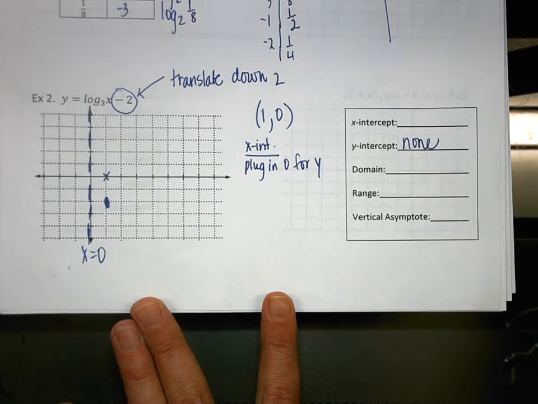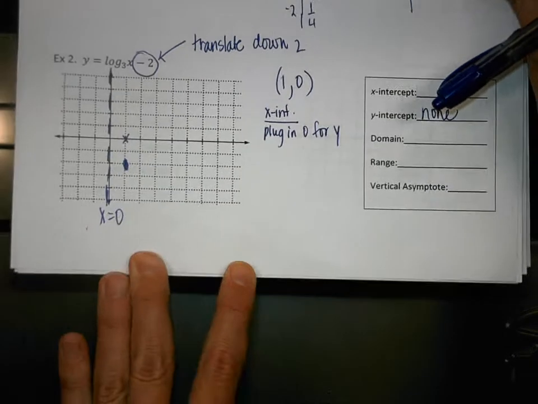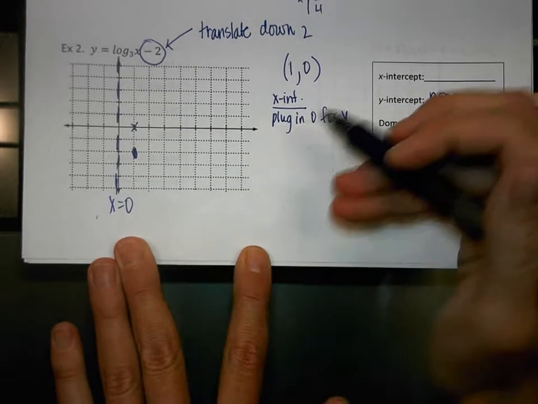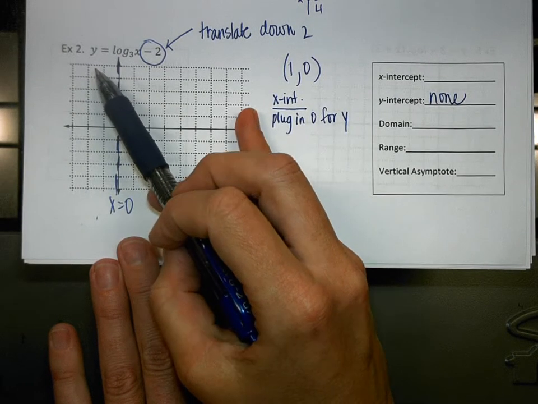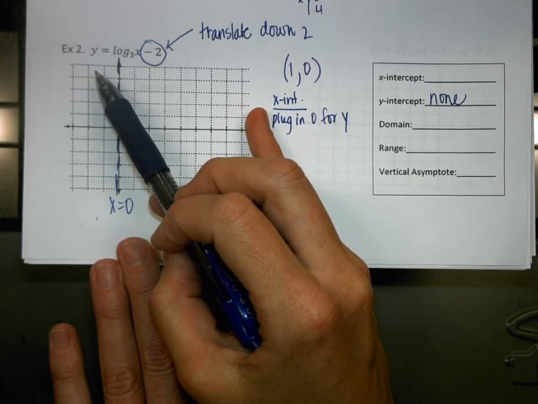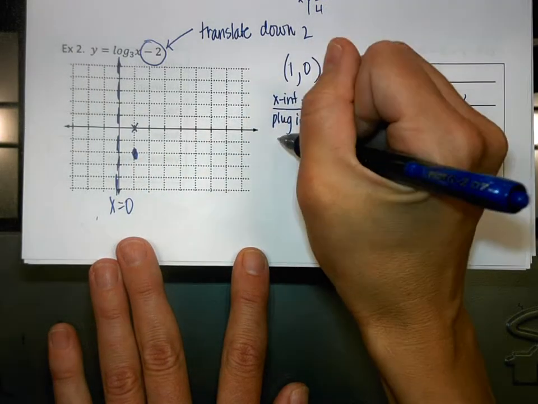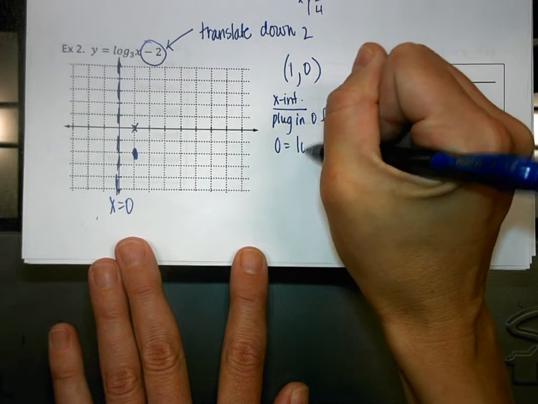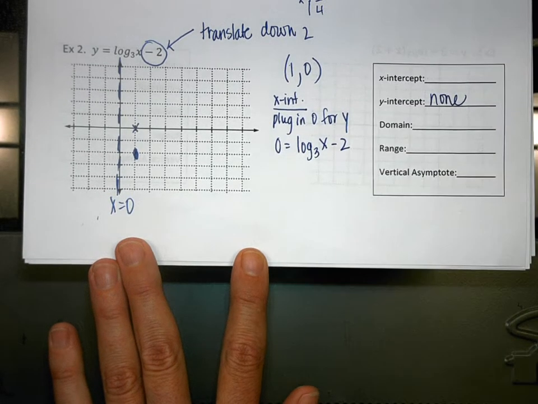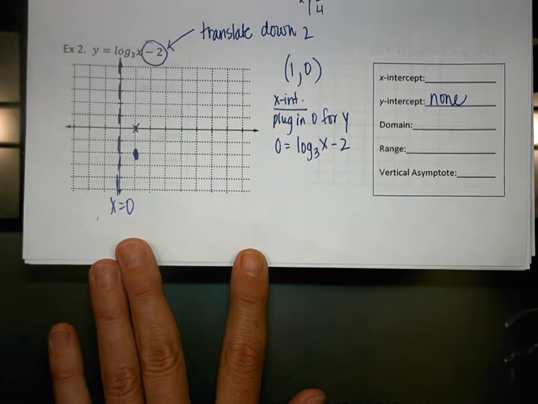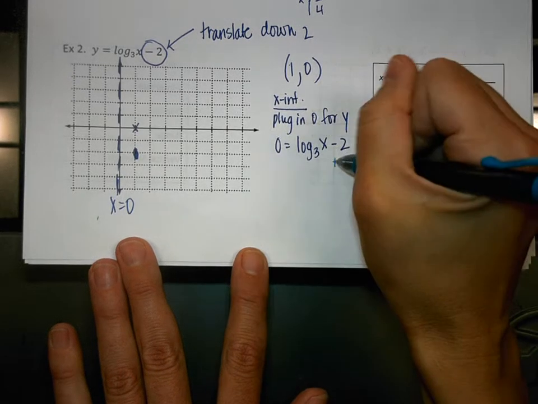When you want to find the x-intercept, you're plugging in 0 for y and you're solving for x. So in this case, I'm going to go over here and plug in 0 for y. Are we okay with that? All right. So my equation is going to be 0 equals log base 3 of x minus 2. What would I do to solve this equation? You'd start by adding 2 to both sides.